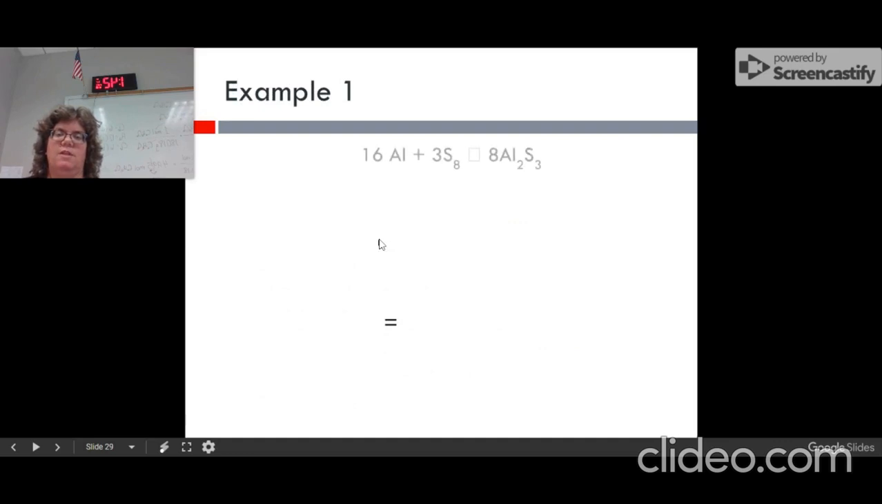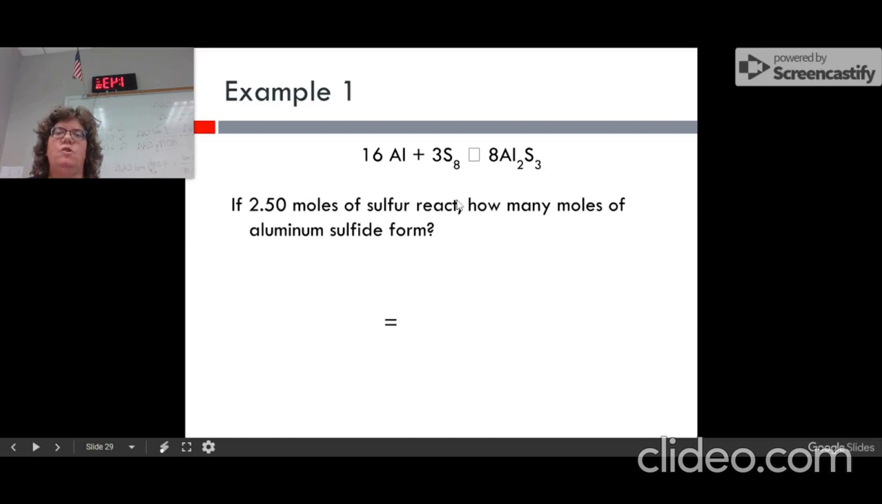Let's do a couple more examples of these that are a little bit more complicated. If this is our equation right here, if this is our recipe, it says I have 16 moles of aluminum plus 3 moles of sulfur, and that makes 8 moles of aluminum sulfide. So then my question says, if 2.5 moles of sulfur react, how many moles of aluminum sulfide are formed? So it's not an easy multiplication like we saw on the last slide, because my recipe says 3. But if I only have 2.5 moles, how many moles of aluminum sulfide am I going to get?